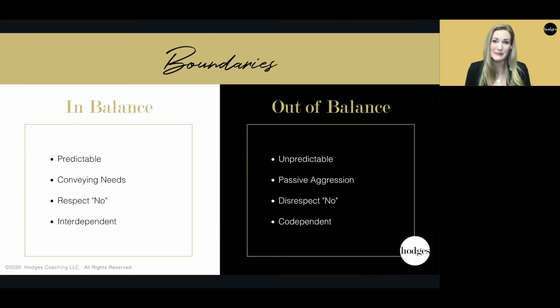And then an obvious one is when boundaries are out of balance, no is disrespected, or no is maybe not outright disrespected, but you try to push the limit of where the no is. Like, well, would you do this? Well, would you do this version of this? Okay, well, no. And there also ends up being a lot of codependencies, because people who struggle setting boundaries often are people pleasers.